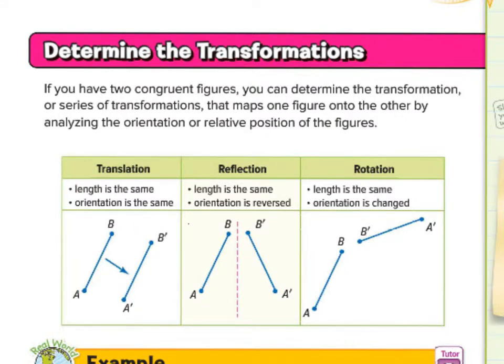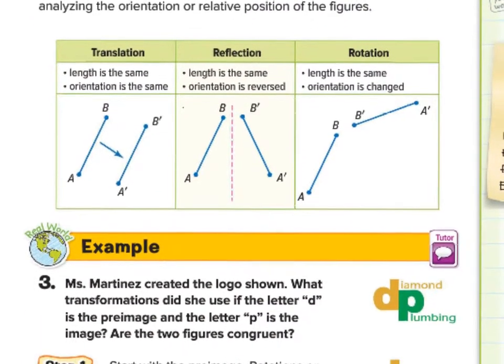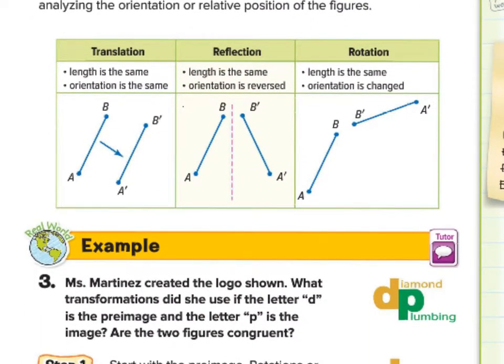For our second key point, we're going to determine the transformations. If you have two congruent figures, you can determine the transformation or series of transformations that maps one figure onto the other by analyzing the orientation or relative position of the figures. So we have translations, reflection, rotation. We've practiced all of these in the previous chapter. And I know that many of you are very comfortable now with these concepts.